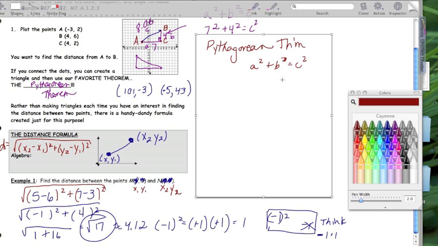I can't cancel out all the squares, but I can take the square root of both sides. And when I do that, this cancels, but these don't go away because of that plus sign. So really all we're left with is c is equal to the square root of a squared plus b squared. That's another way of looking at it, okay? It's another way of solving Pythagorean theorem.